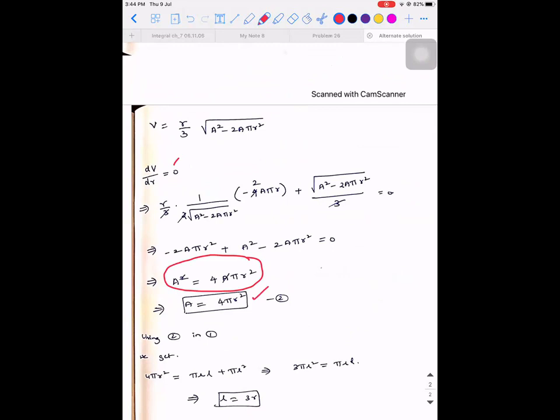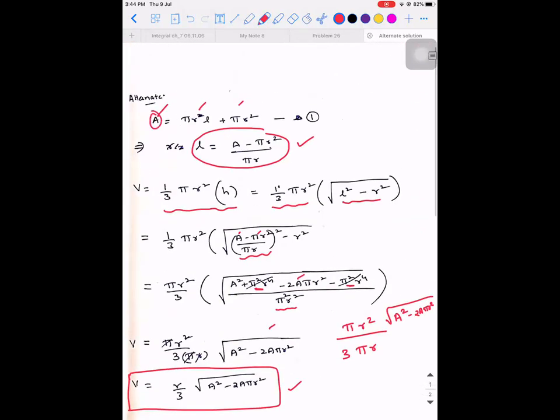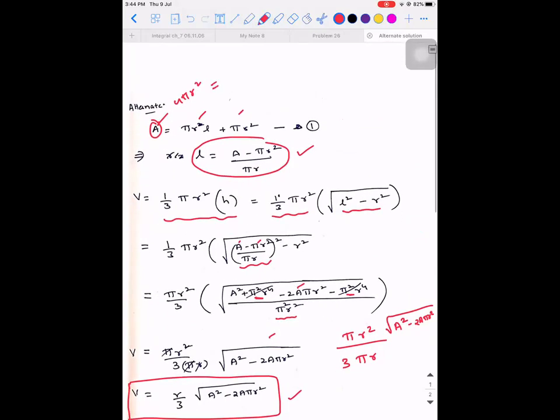I got area is equal to 4 pi r square. So if I substitute 4 pi r square here, I get pi r L plus pi r square. Right. So 3 pi r square is equal to pi r L. r got cancelled, pi got cancelled. So L is equal to 3r.